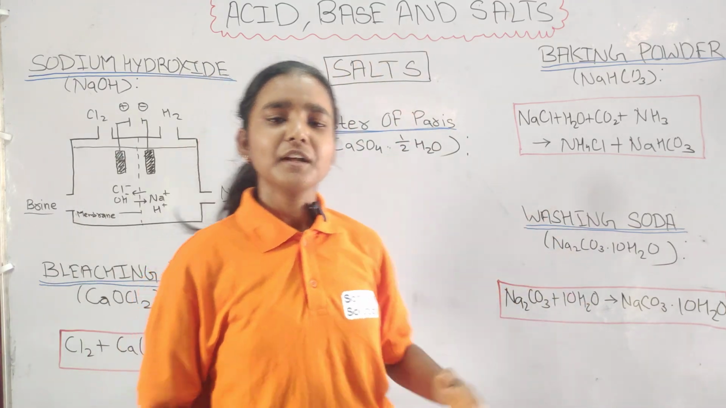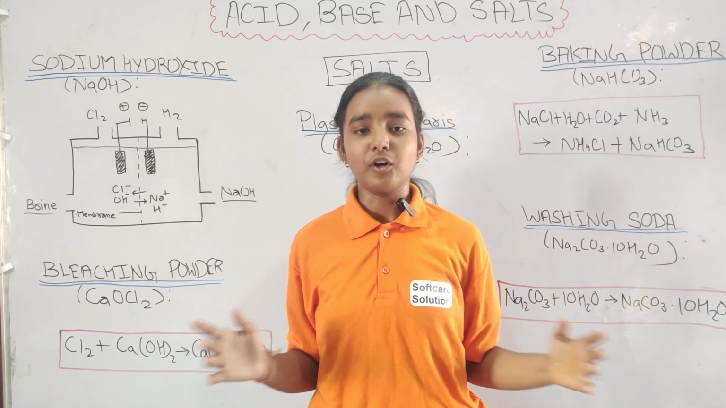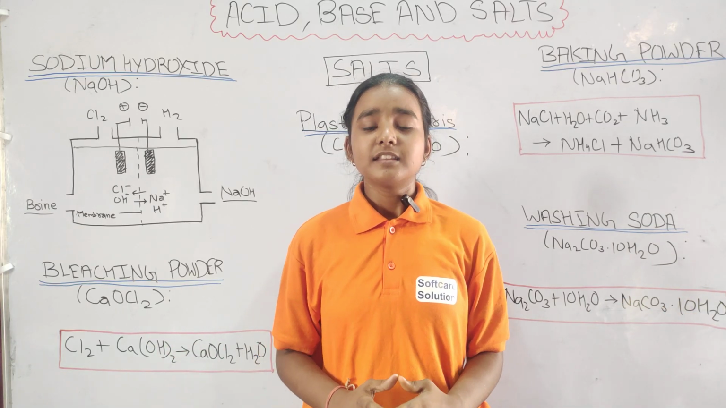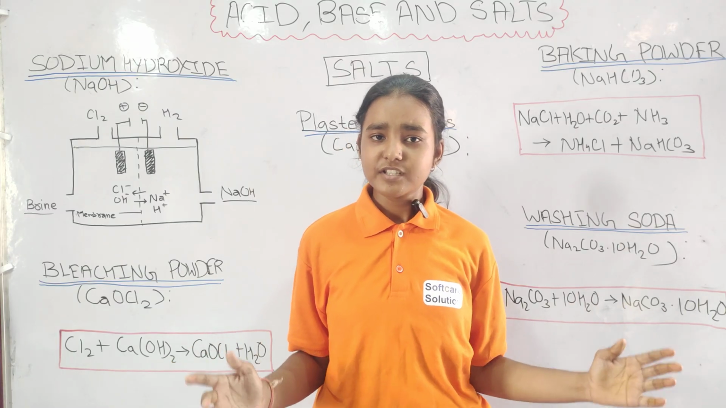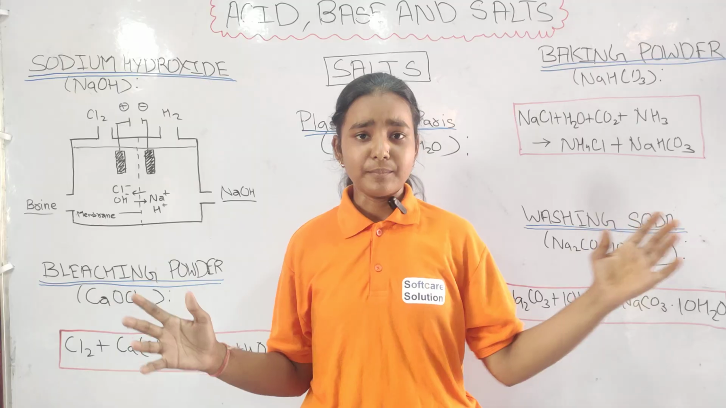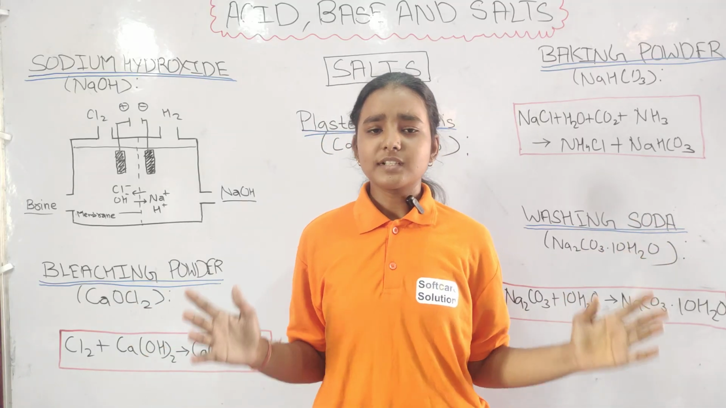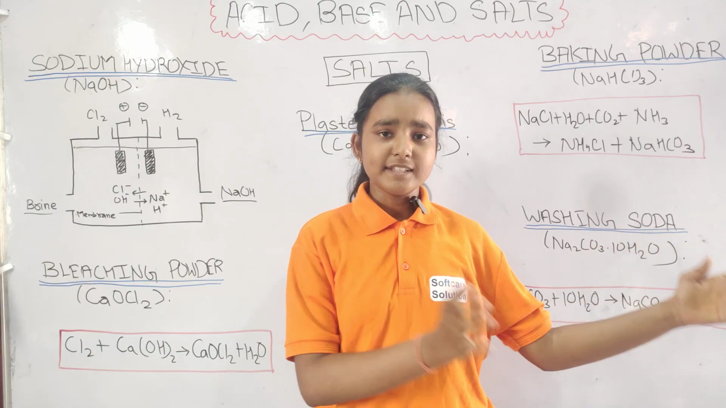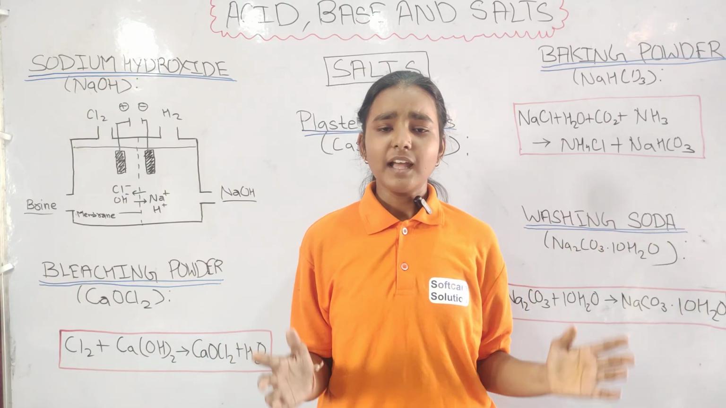Acid, Base and Salt. We have learned about acid and base in our previous classes, but what about the salts? Actually, the salts are the ionic compounds that are the result of neutralization of acid and base. The reaction of acid and base results in the formation of salt and H2O. There are a total of 3 types of salt: acidic salt, basic salt and neutral salt. Let's start with acidic salt.